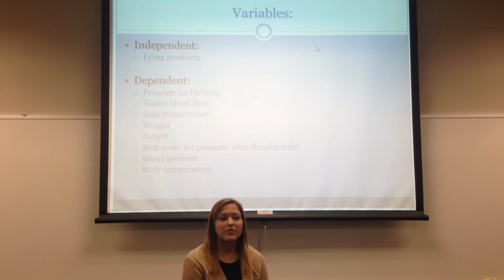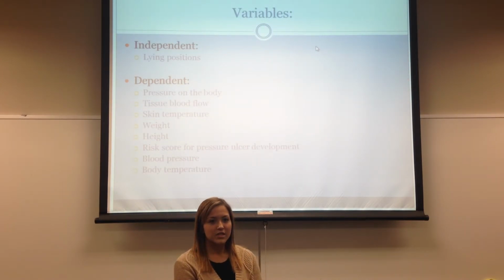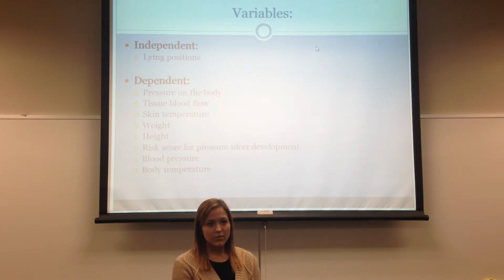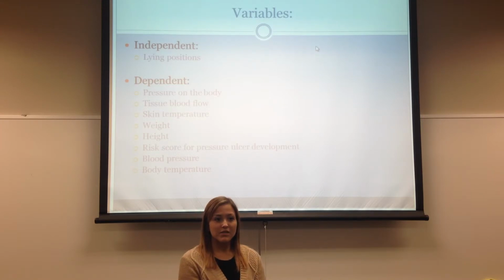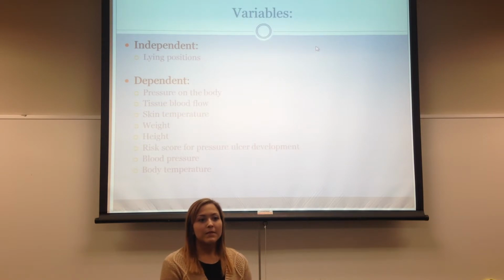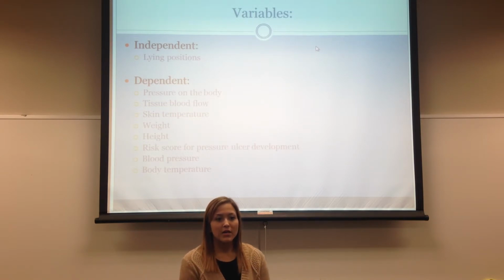Variables. So the independent variable was the different lying positions that I had showed you. The dependent variable was pressure exerted on the body, tissue blood flow, skin temperature, the patient's individual weight and height, their risk for pressure ulcer development, their blood pressure, and the body temperature.